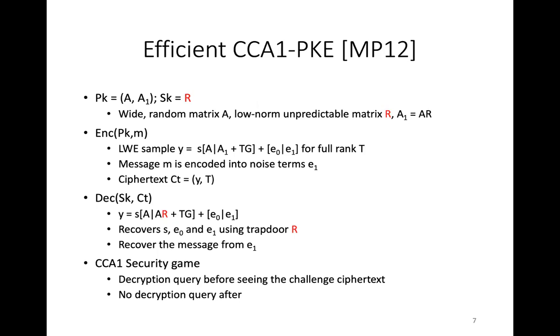To encrypt the message, the encryptor computes the LWE sample Y equals S times [A, A1 plus TG] plus [E0, E1]. For a full rank tag T, the message M is encoded into the noise term E1, and the ciphertext essentially consists of two parts. The left part is the LWE sample Y, and the right part is the tag T. For decryption, we can apply the gadget trapdoor to recover the terms S, E0, and E1 using the lattice trapdoor, and we can further recover the message from E1.